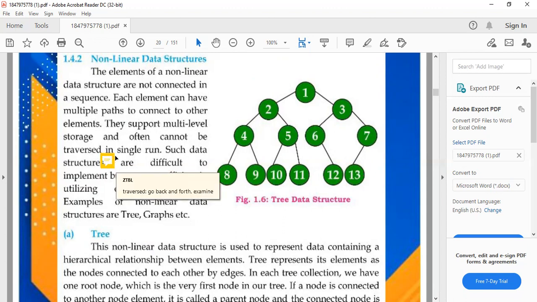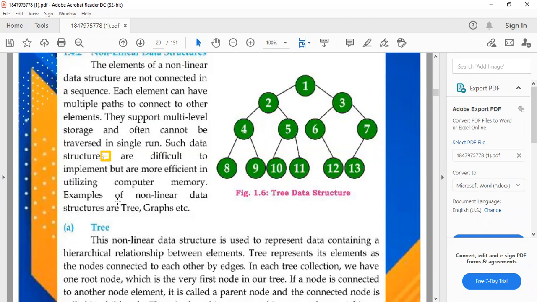Such data structures are difficult to implement as the structure is complex and it is not in an organized manner, so the structure is difficult to implement or to analyze, but it is more efficient when it comes to utilizing the computer memory. Examples of non-linear data structures are trees, graphs and so on.